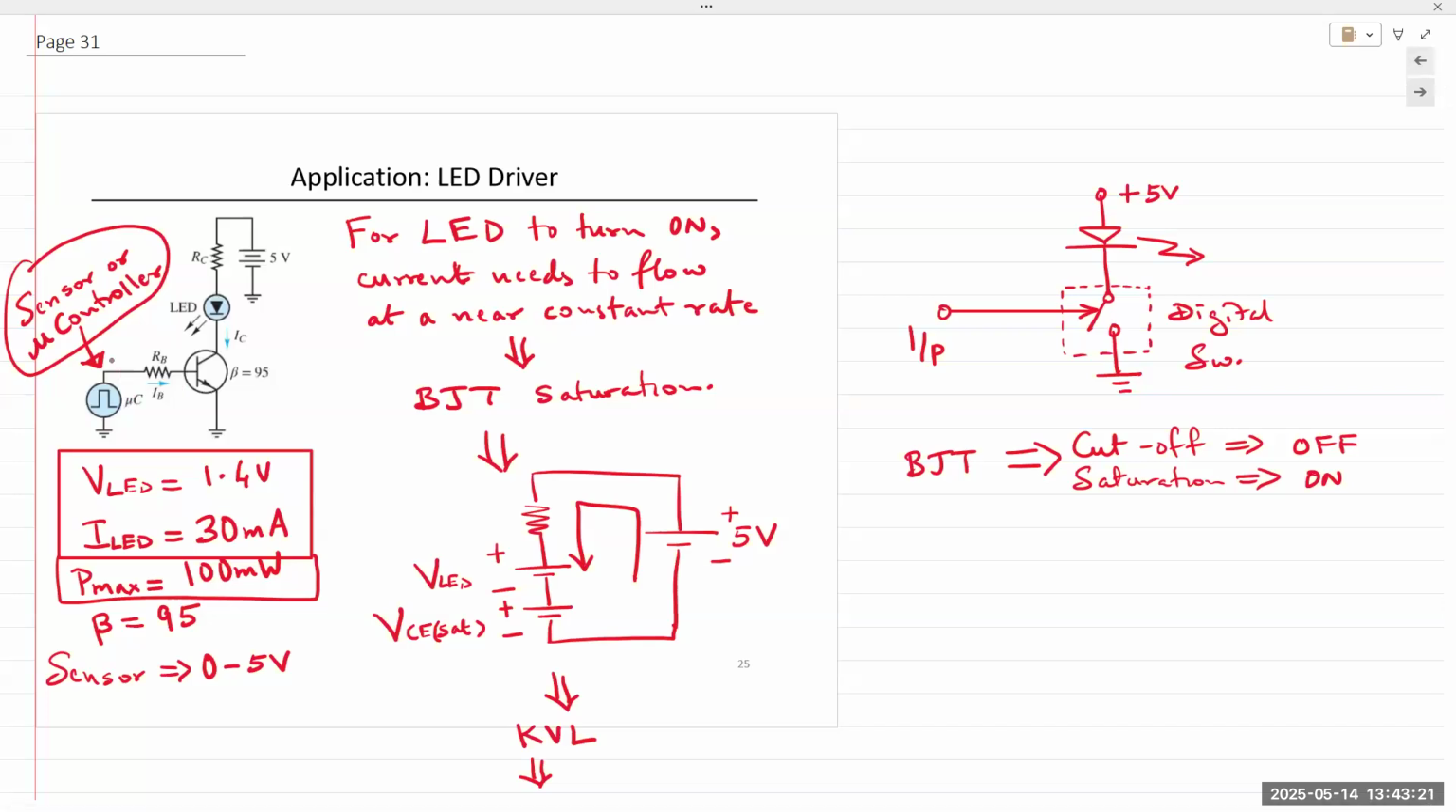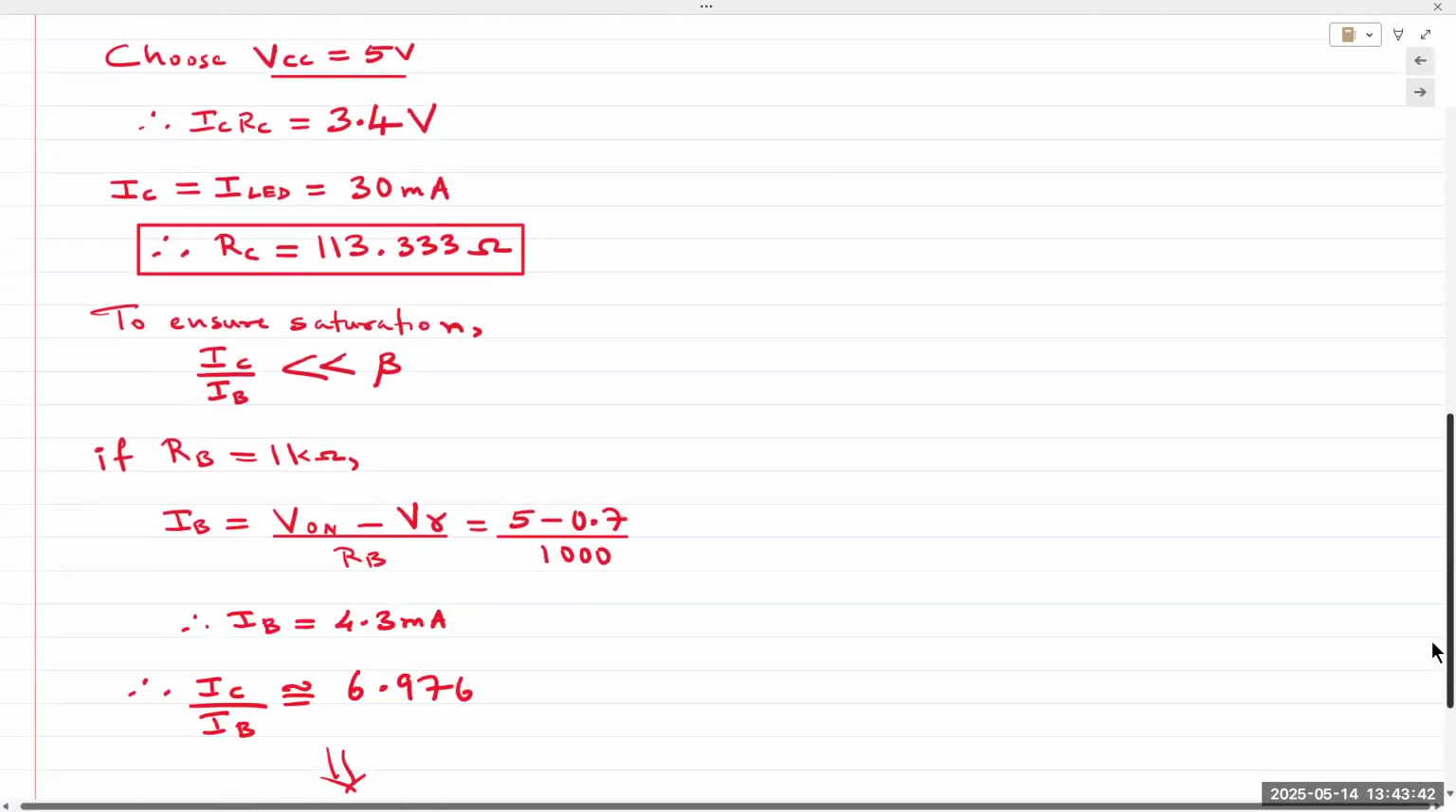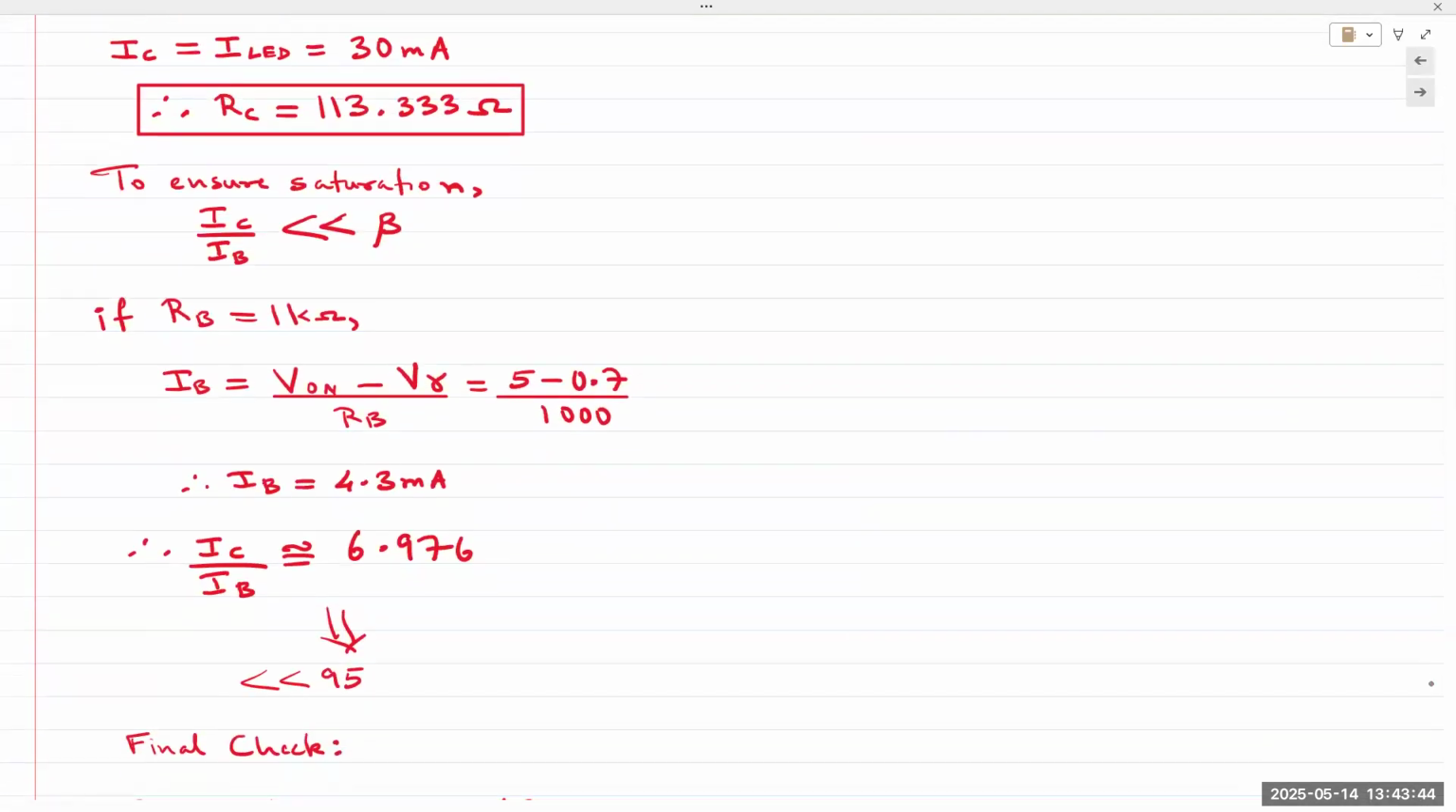Again, IB is the current that's going into the base. RB is connected between these 2 points. One end of RB is coming from the sensor, which is plus 5 volts. The other end is VBE, which is V gamma, which in this case is specified as, I believe, 0.6 or 0.7. And so we calculate IB. So IB turns out to be 4.3 milliamps.